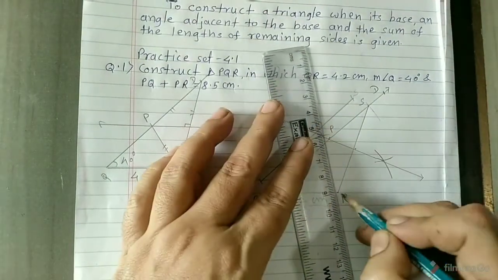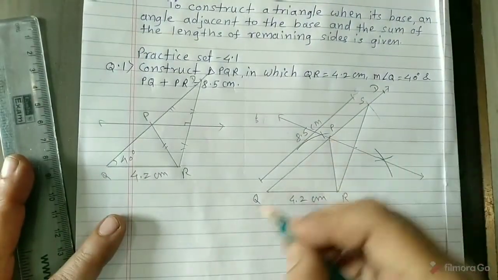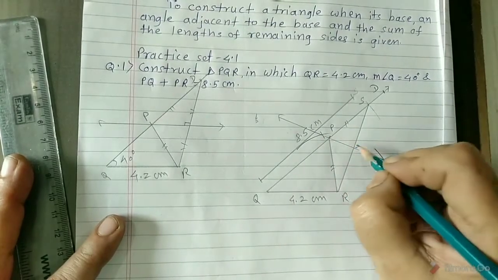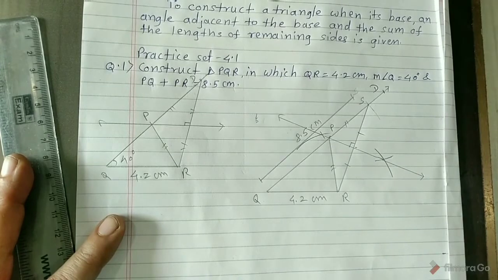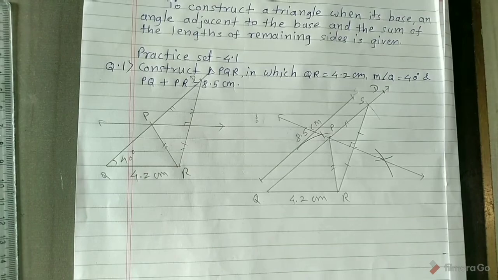So this is our required triangle PQR. This side and this side are also equal, and this is the perpendicular bisector, so this and this are also equal. So this is our required triangle. That was practice set 4.1, first example.